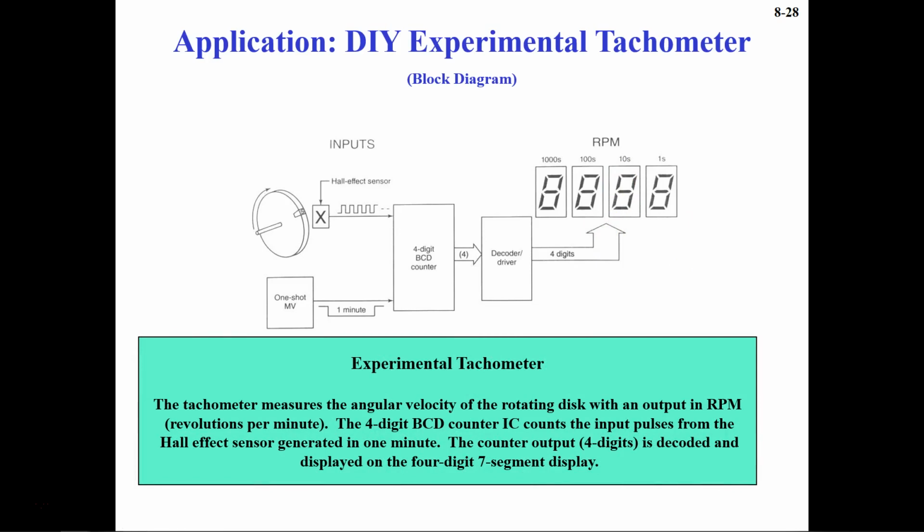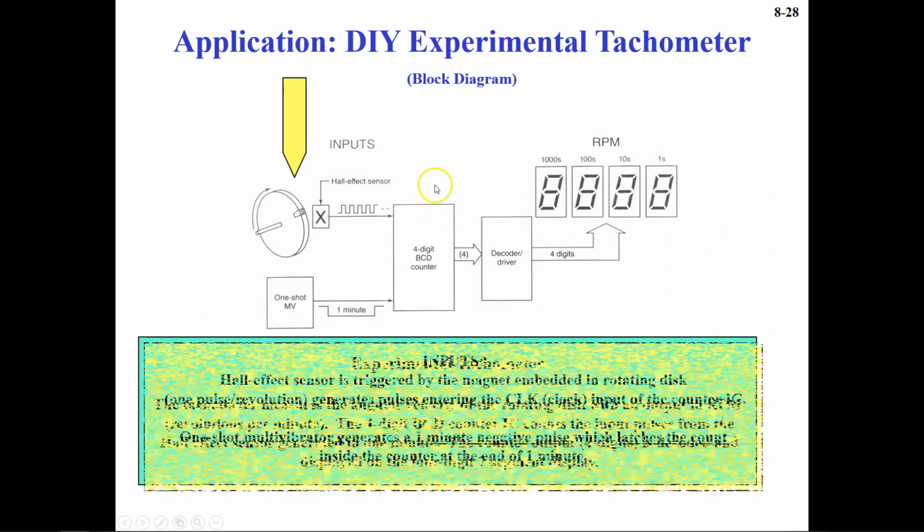The tachometer measures the angular velocity, and this is the basic function of the tachometer, of the rotating disc with an output in RPM, which is revolutions per minute. The 4-digit BCD counter IC counts the input pulses from the Hall effect sensor generated in 1 minute. The counter output of 4 digits is decoded and displayed on the 4-digit 7-segment display.